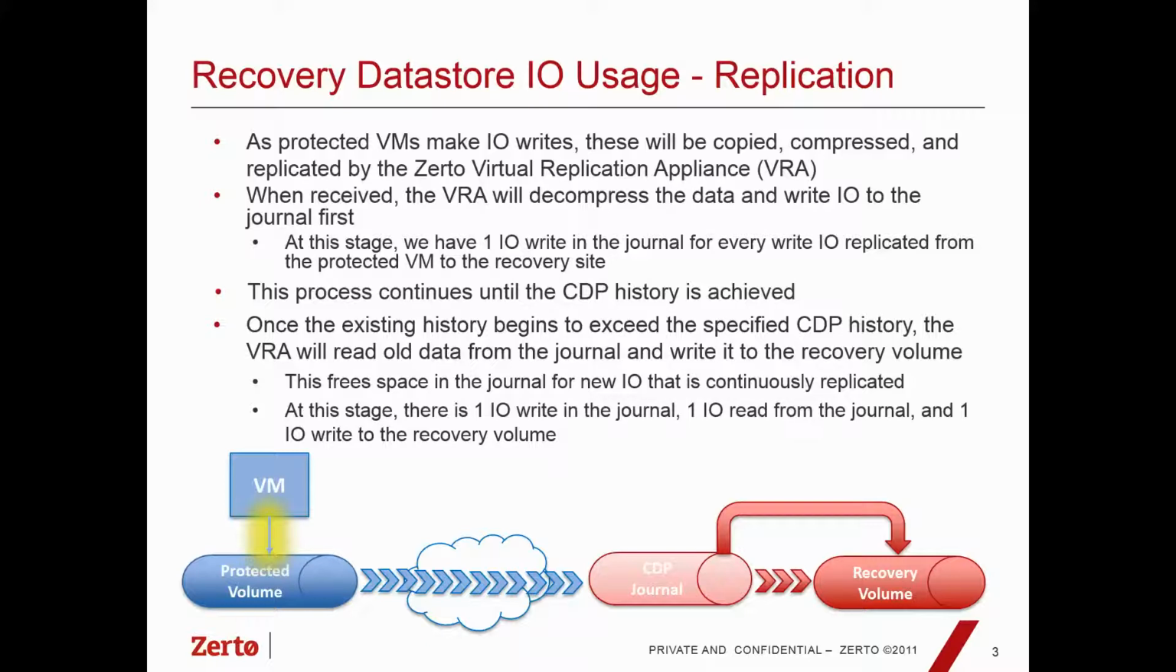So as you can see here, there's definitely a stream of I/O. As it's replicated over, it'll first enter into the journal. Once it's expired from the specified CDP history, it'll then be read and applied to the recovery volume for that virtual machine.